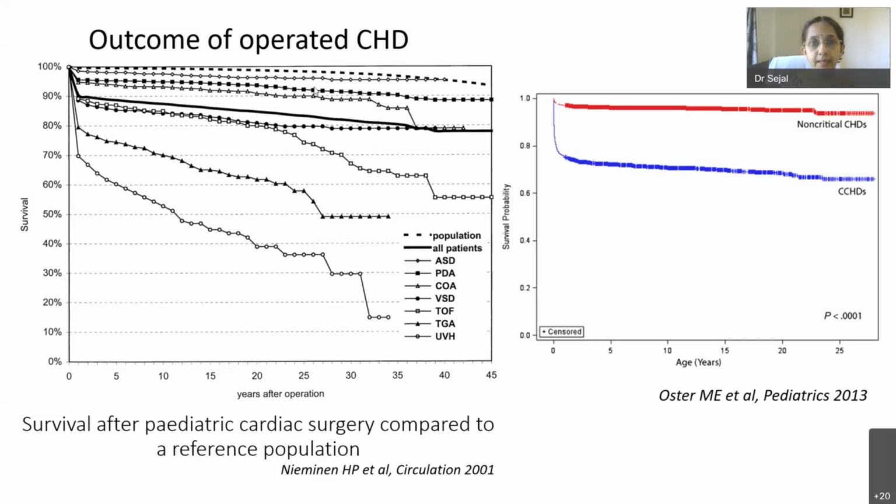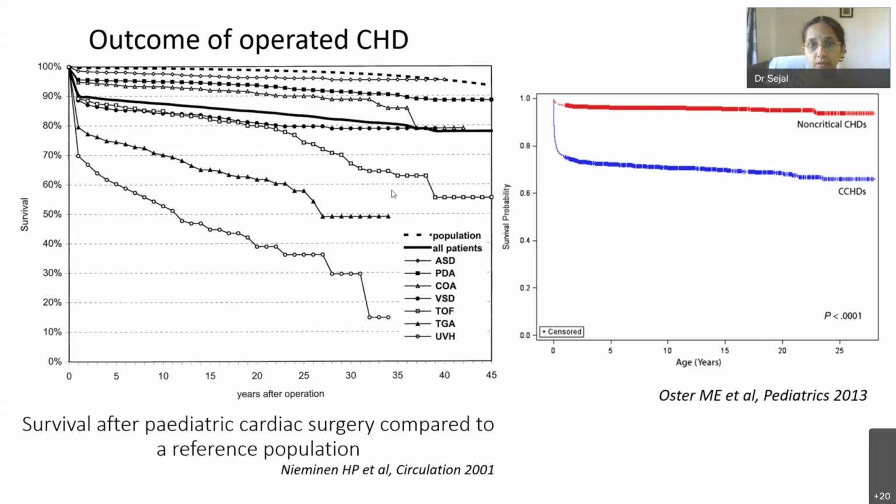And if I see the ASDs, they are closer to normal. And if I see the PDAs, they are closer to normal, and the coarctation most of the time in the first 3 decades is closer to normal. If you see the VSDs, the tetralogies, the TGAs, and the univentricle, even tetralogies, you would see that after the second, third decade, there are arrhythmias, reintervention, and sudden death.